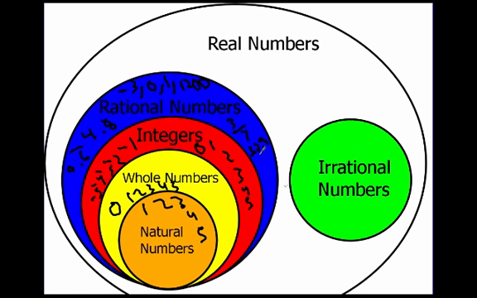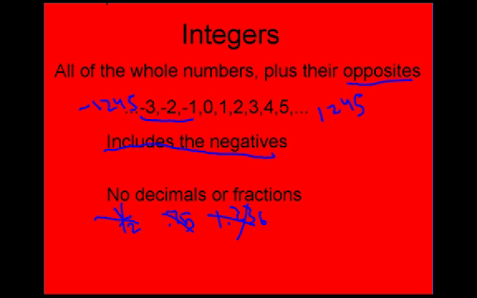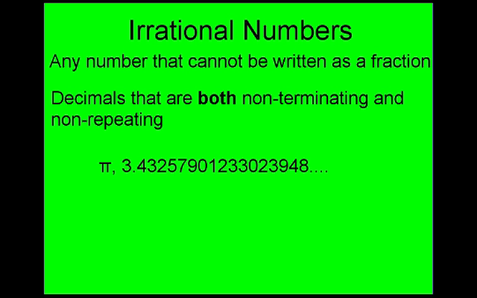All right, so let's talk about our last category, the irrational numbers that are all over here by themselves. All right, irrational numbers are numbers that cannot be written as a fraction. These cannot be expressed as fractions. And they have to have two categories. They have to be both non-terminating, so that means they don't end, and non-repeating, so they don't repeat.